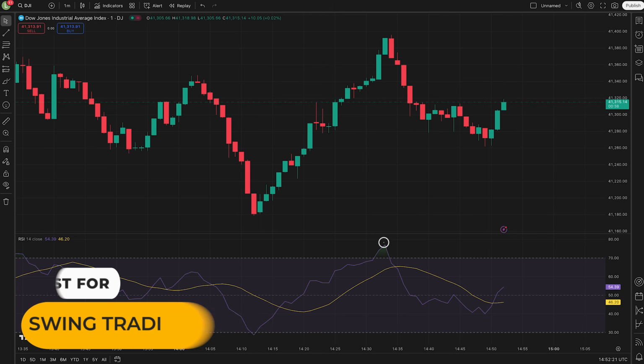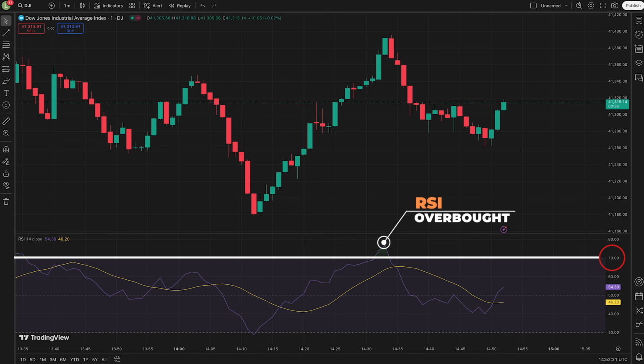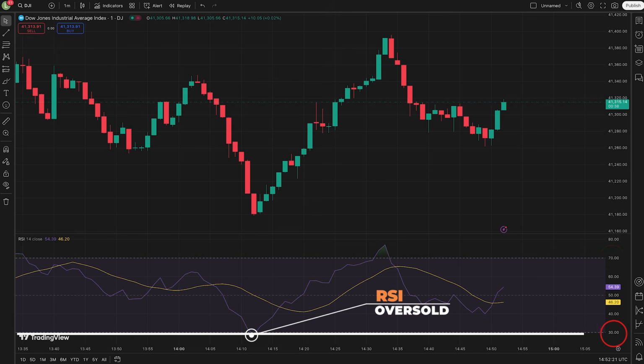Now, the general consensus is that if this purple line breaks above 70, then this stock is considered to be overbought, and we could see a pullback. If the line breaks beneath 30, then the stock would be considered oversold, and we could see a bounce.